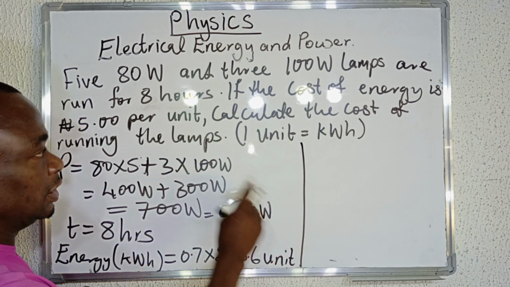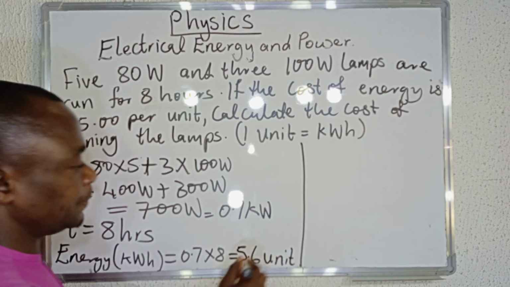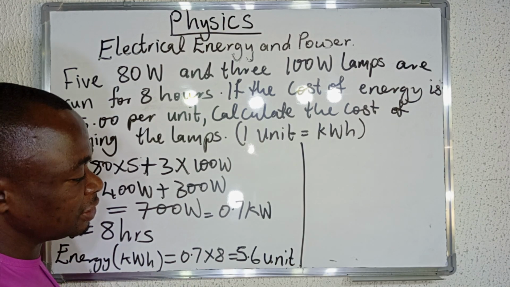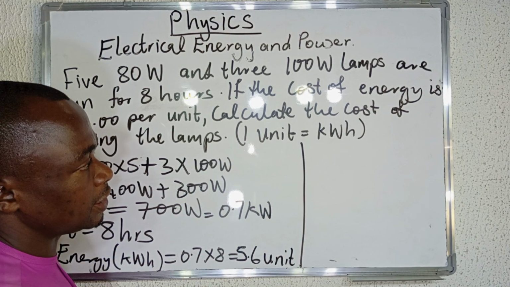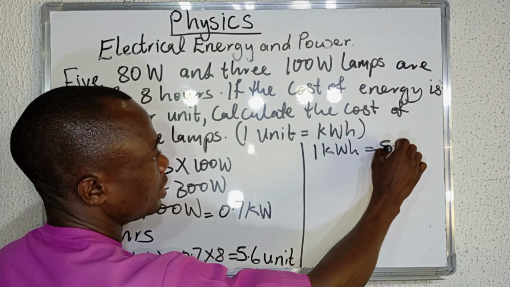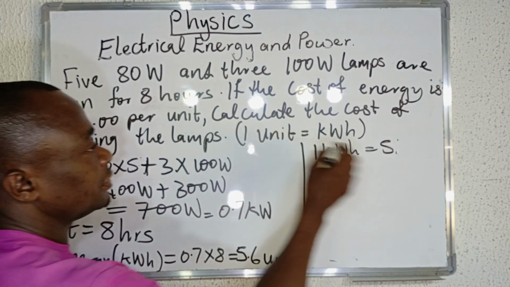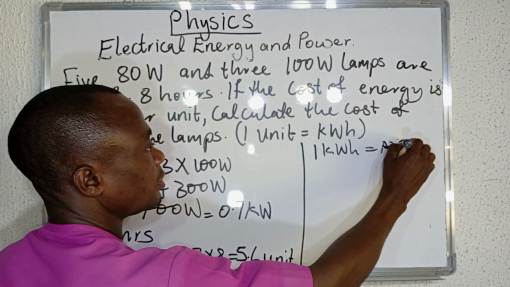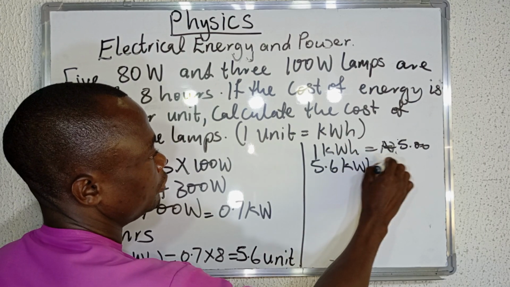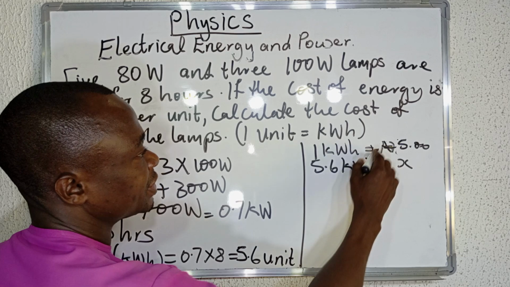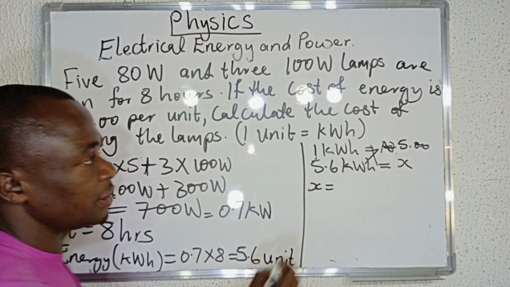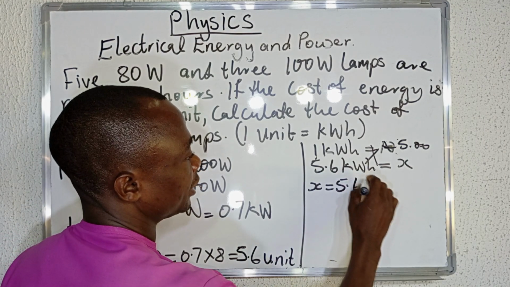Now, the bill that this person is going to pay, this 5.6 units is something as 5.6 kilowatt hour. And we know that 1 kilowatt hour is equal to 5.0 naira. Now, 5.6 kilowatt hours will be what? You call it x. You cross and multiply. 1 times x is x. That is the amount the person is meant to pay. It's going to be 5.6 times 5.